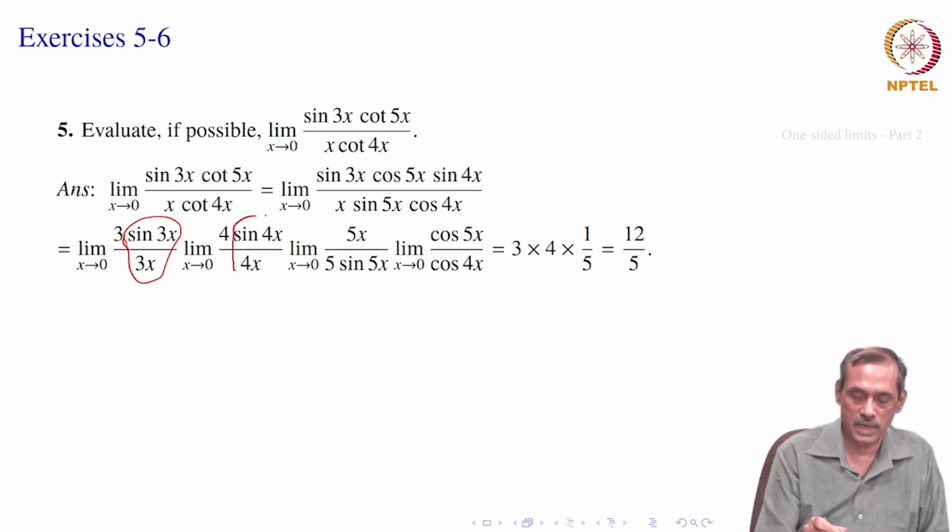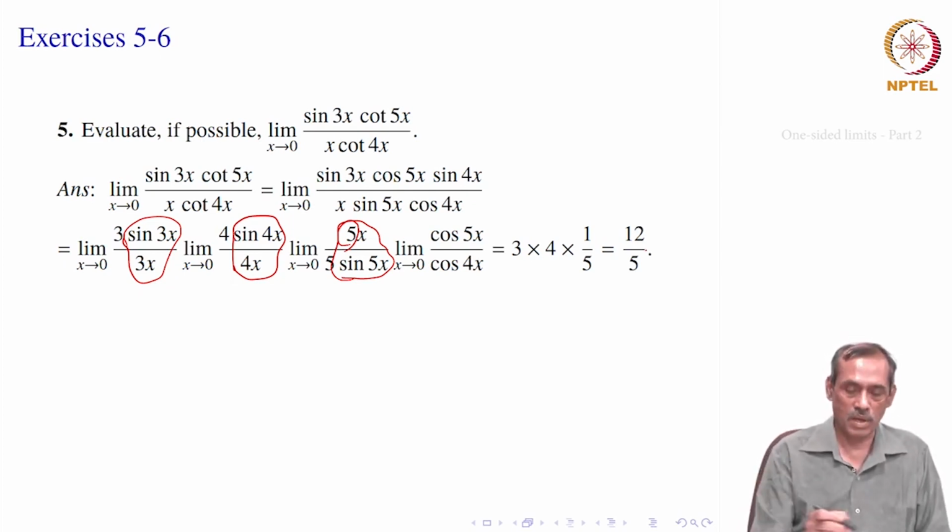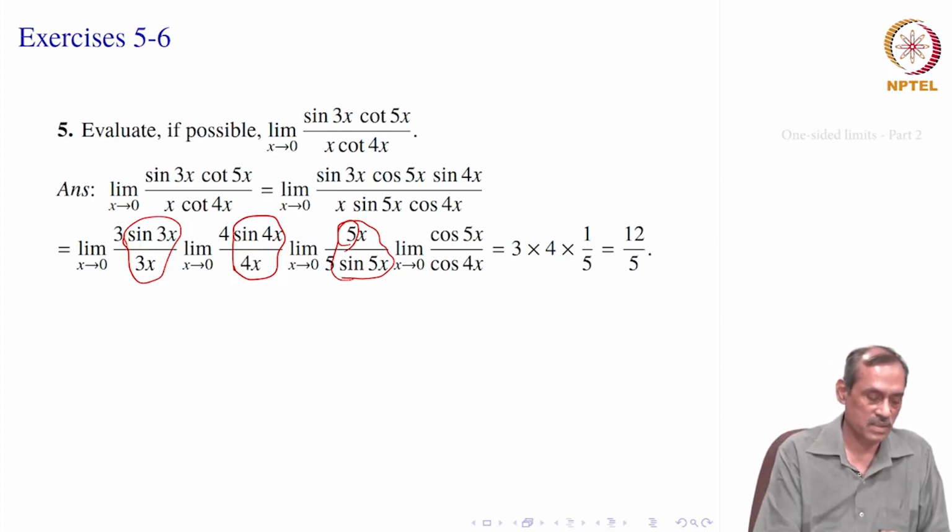Similarly, here sin 4x by 4x becomes 1, so it is 4, and similarly here it becomes 5 sin 5x by sin 5x. That again goes to 1, so you get 1 by 5. And cos 5x becomes 1 as x goes to 0, cos 4x also is 1, so that is just 1. You get 3 into 4 into 1 by 5, or 12 by 5. So, some rewriting of this sort may be required in some of the problems.